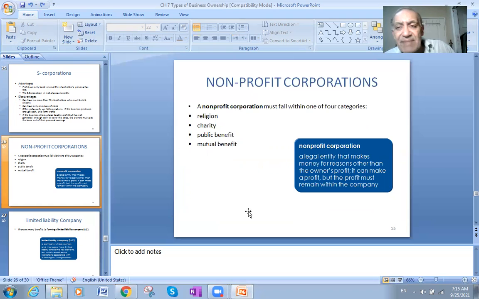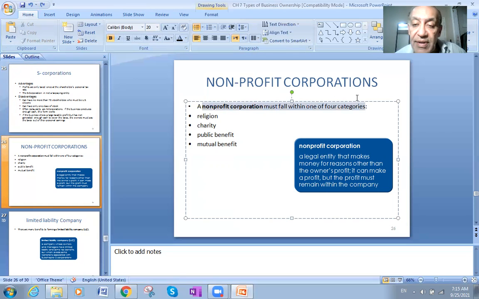Non-profit corporations means the main reason for my existence is to enrich the social values of a society, not only for profits. I'm not there for profits. A non-profit corporation must fall within four categories: religion, like the churches; charity, like donations, you donate for Africa, you donate here, you donate there. These are corporations. Public benefits, as an example, things that will be helpful for the whole people. Mutual benefits between the country and the person, or the society, between the government and the society.